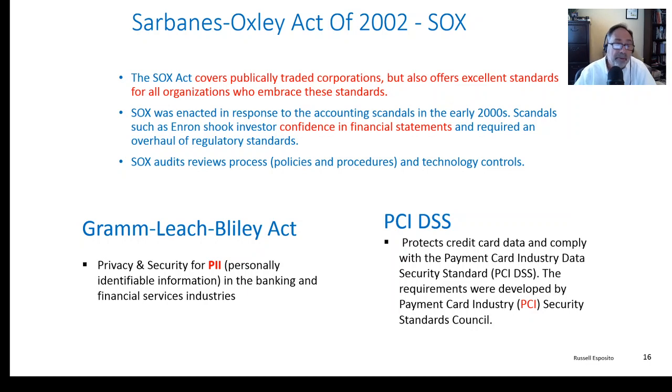And then also here on the bottom left, you have the Gramm-Leach-Bliley Act for personally identifiable information. The banking and financial services industries need to follow that. It's sort of their version of HIPAA for banking and insurance for these financial services companies. And they have a whole set of regulations about how they're supposed to keep your privacy, your personal information, private.